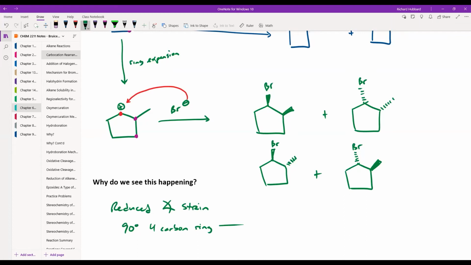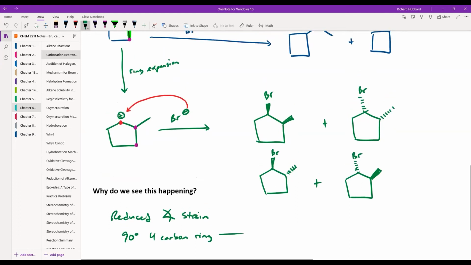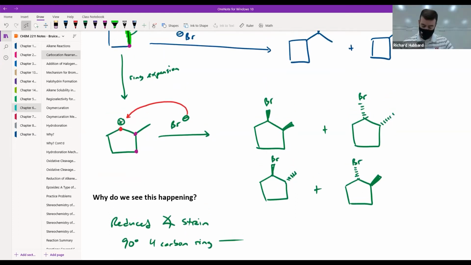Dr. Hubbard, how would you go about naming this last product here? The ones in green that we've got. That would be a 1-bromo-2-methyl cyclopentane, and then you would just have to put in your RR, your SS, your RS, and your SR. So you just have all 4 variations.